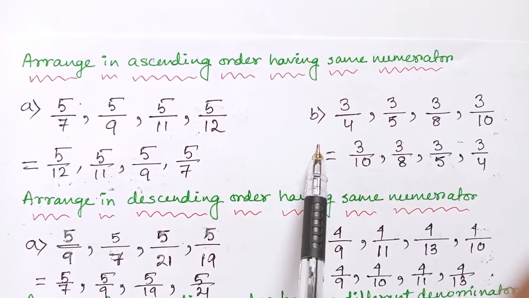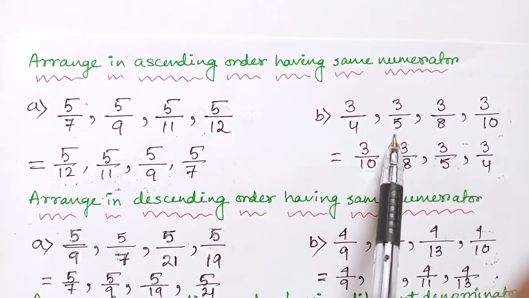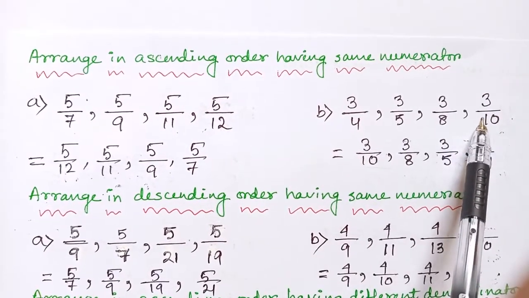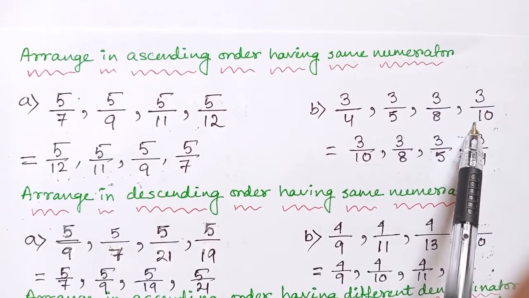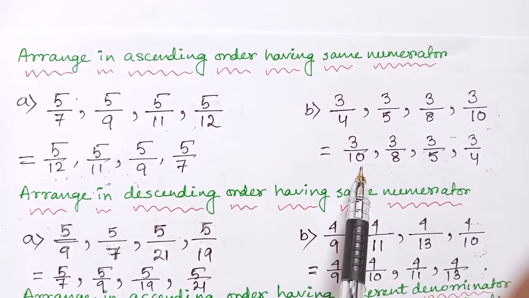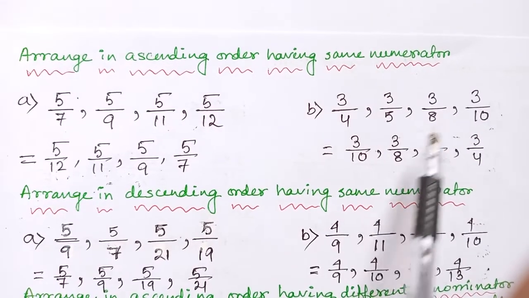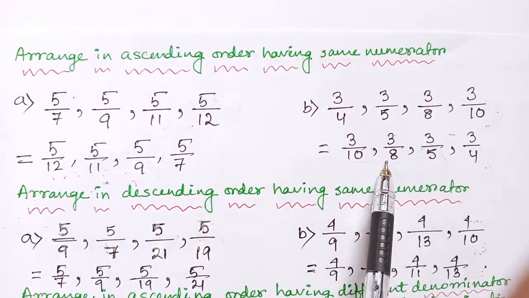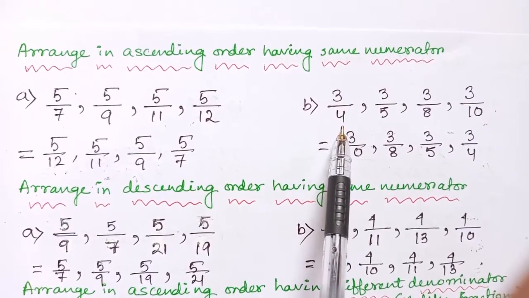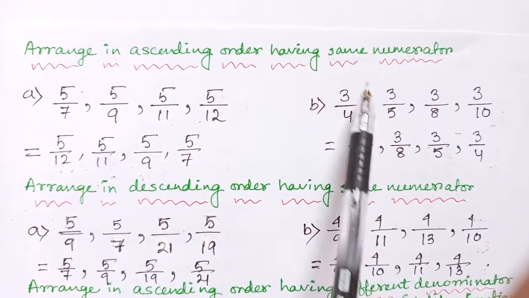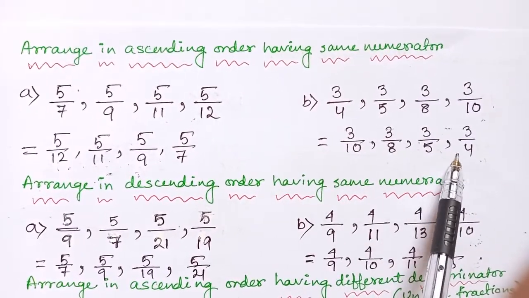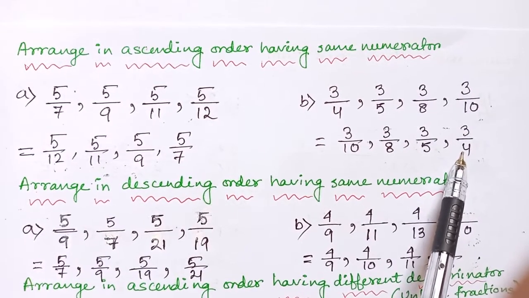Now come to example number B. 3 by 4, 3 by 5, 3 by 8, 3 by 10. All the numerators are same, that is 3. So the greater denominator, that is 10, or 3 by 10, is the smallest fraction in this number. After that 8, so 3 by 8, then 5, so 3 by 5. Lastly 4 is the smallest denominator, so this is the greater fraction, that is 3 by 4. So this is the arrangement of the fractions in ascending order.